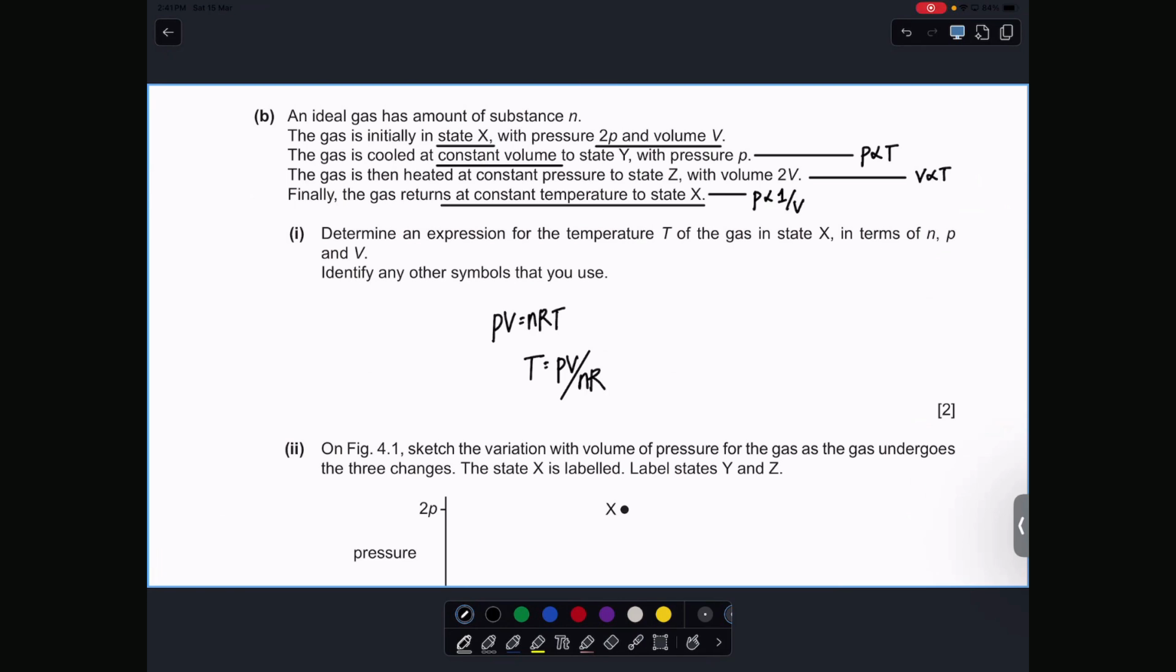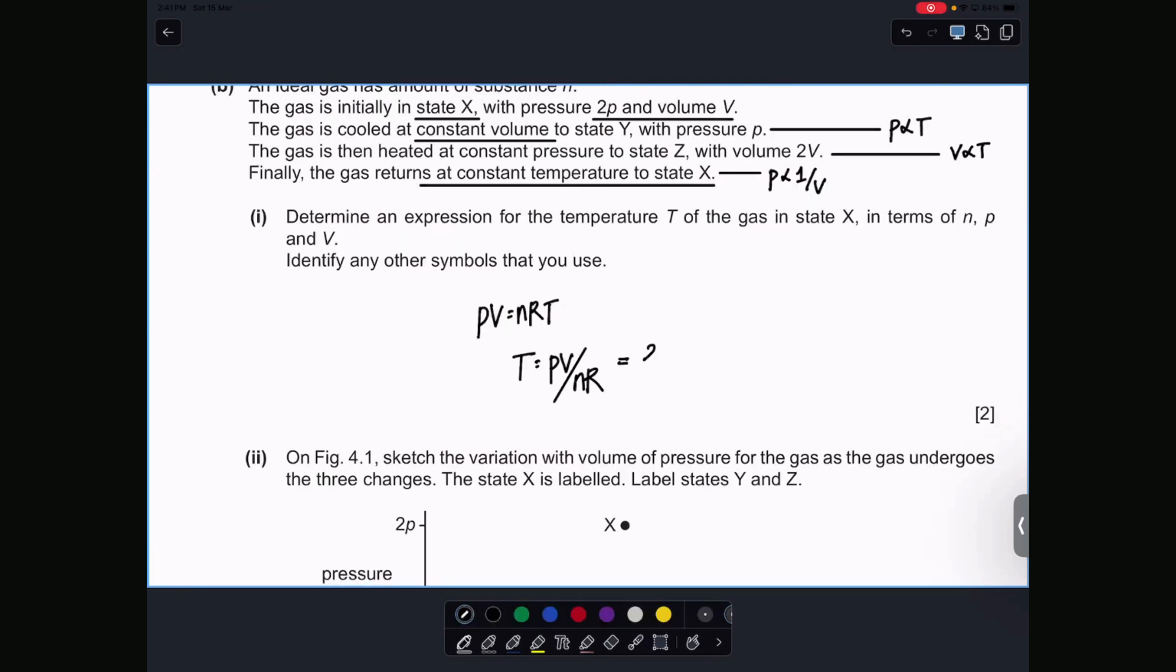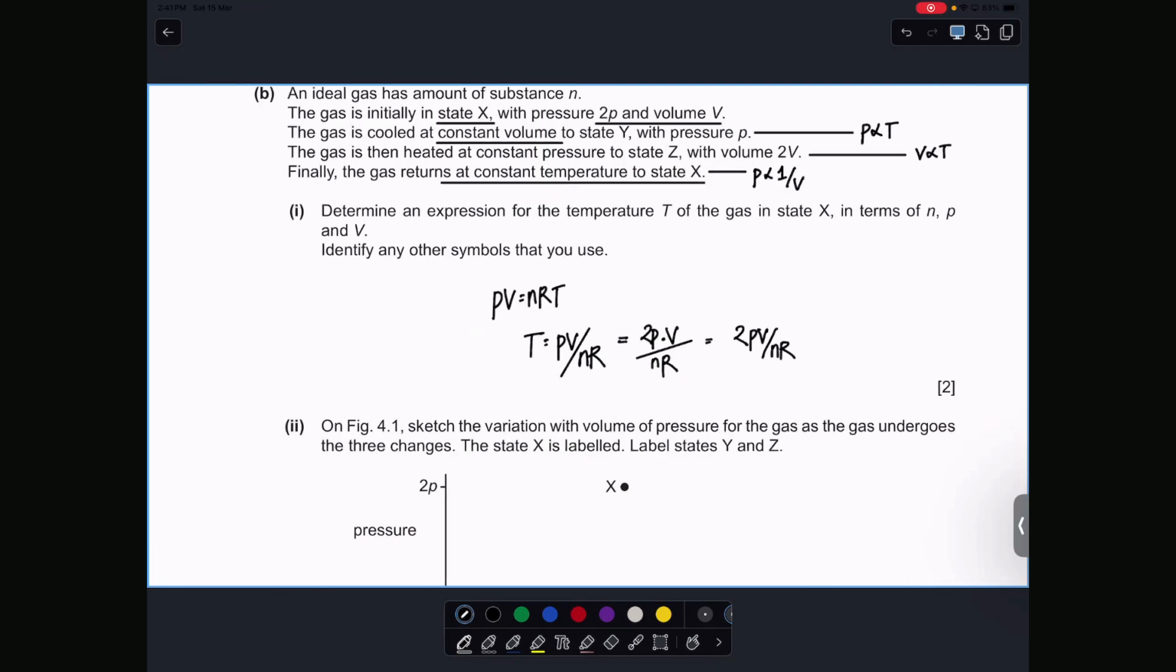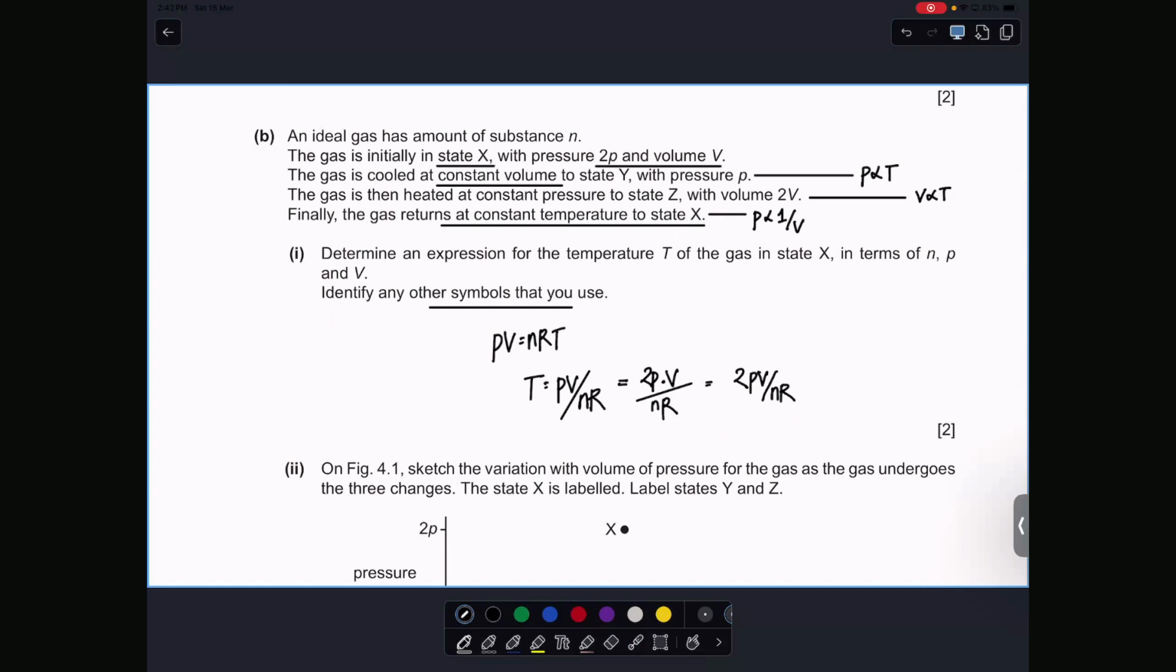PV by nR. State X, which one? Okay, yes. So P, sorry, now we have to put in the pressure values. The pressure is how much? 2p. Volume is V, n is the same, R, so it will be 2pV divided by nR. That's it, right? I didn't use any other symbol. R is the molar gas constant, 8.31 in joule per mole Kelvin.